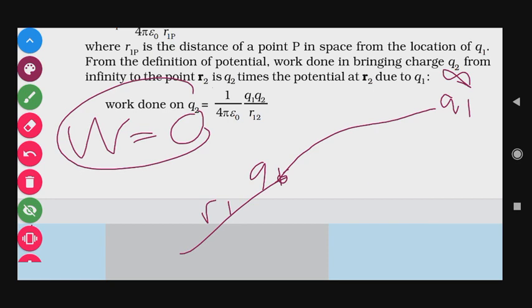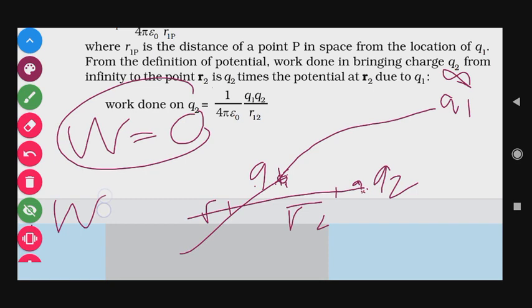But what is the work done in bringing the charge q2 to its point, that is the position r2? Now there is work done, because we have already brought q1, so it will have some electric field around it and some potential. This point will have some potential v1 due to this charge. We know work done is potential multiplied by the magnitude of the charge. So the work done in bringing q2 from infinity will be the potential v1 due to charge 1 times the magnitude of the charge q2.